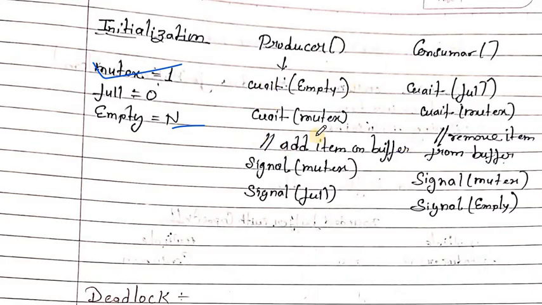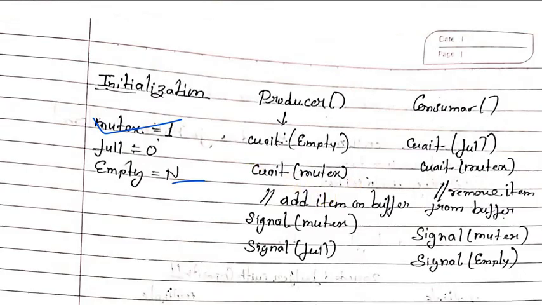Now the producer and consumer cases. In the producer case, there is a wait operation, which decrements the value by 1. Empty's value is n, so it decreases to n minus 1, because the producer wants to fill one slot, so now the number of empty slots becomes n minus 1.